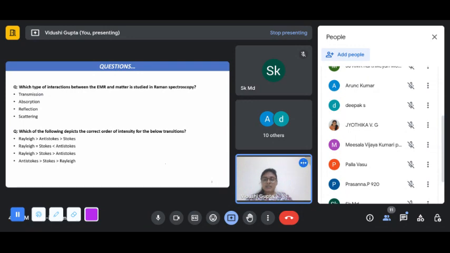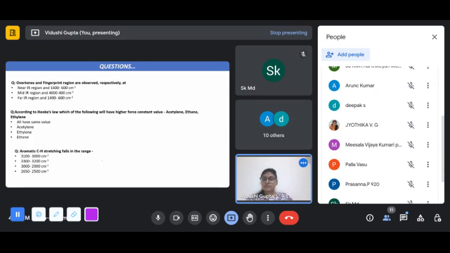Then we discuss what will be the correct order of the intensity. So the correct order will be Rayleigh, Stokes, and then the anti-Stokes line. Then we discussed overtones and the fingerprint region. So we know that in IR there are the functional group region and the fingerprint region, and the fingerprint region generally lies in the range of 1400 to 600 centimeter inverse.